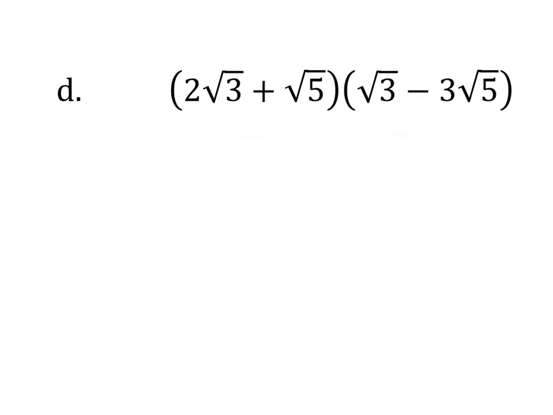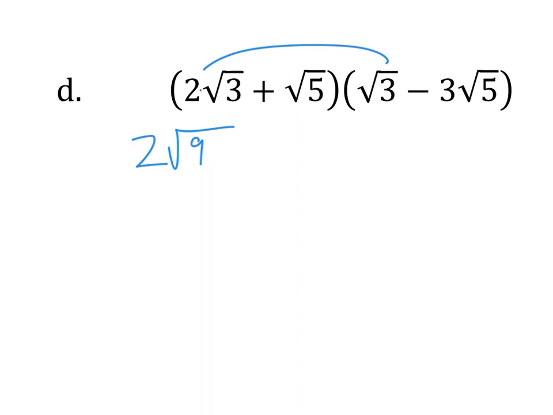All right. Similar idea, a little bit more going on here. We got 2 square root of 3 times the square root of 3. Well, this is 2 times the square root of 3 times the square root of 3. Well, we can multiply those to the square root of 9. We're multiplying now. 2 square root of 3 times the square root of 3.